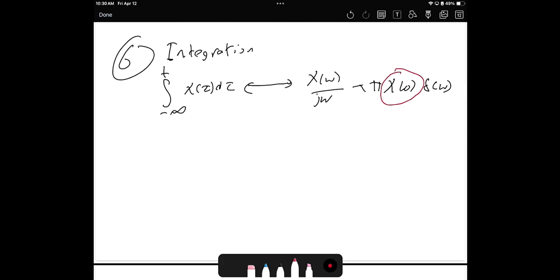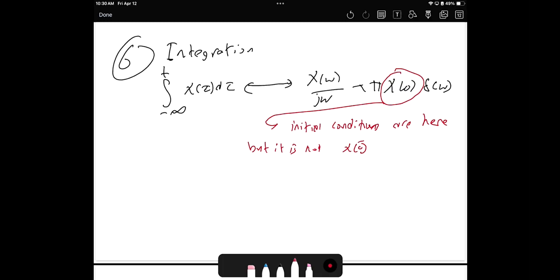So we can say initial conditions are here, but it is not x of 0 negative like this way. It's not as in Laplace transform. It is X uppercase of 0, when omega equals 0. Okay, how can we find this?